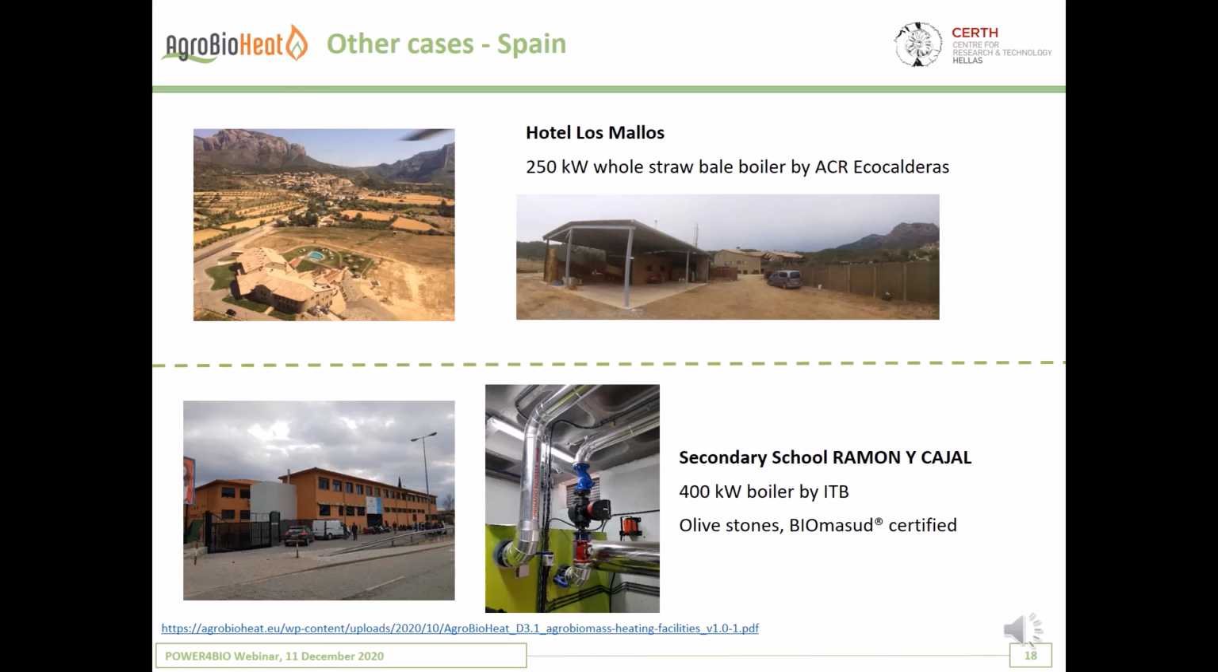So in Spain, for example, we have an example of a hotel which is using whole straw bales for its heating. And another example is a secondary school which uses olive stones in a 400 kilowatt boiler, and the fact here is that the olive stones are biomass certified. Again, in both cases, significant fuel cost savings are achieved every year because the operator is using cheaper agrobiomass.